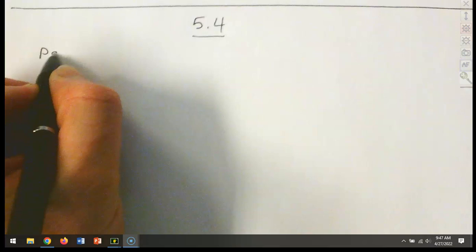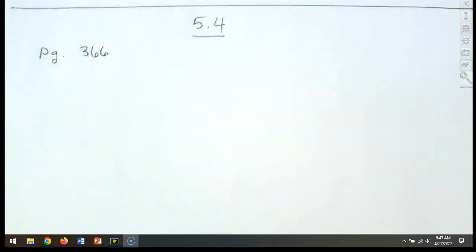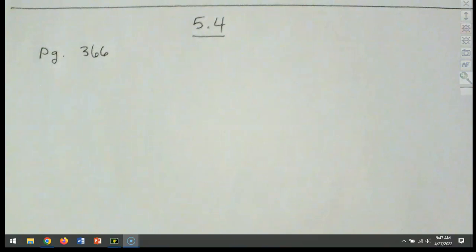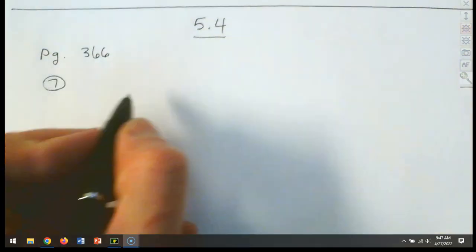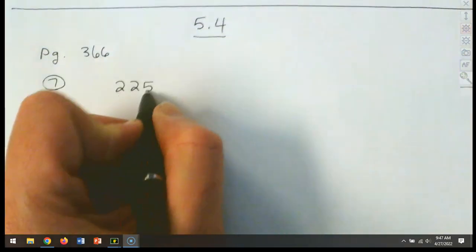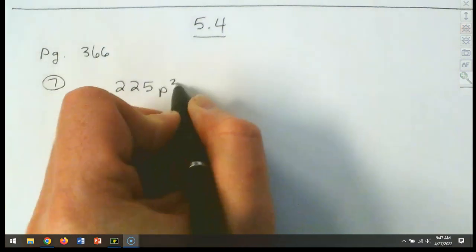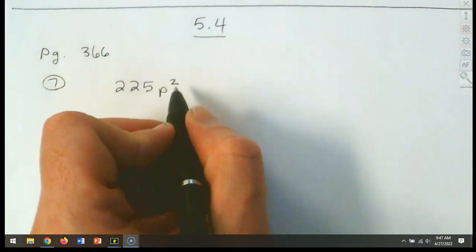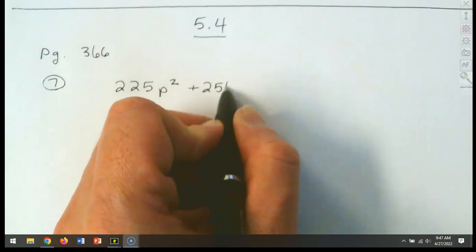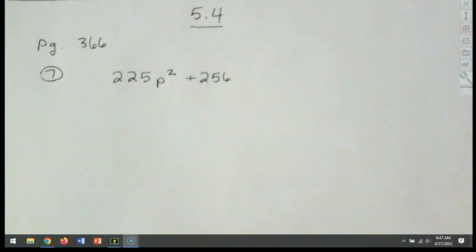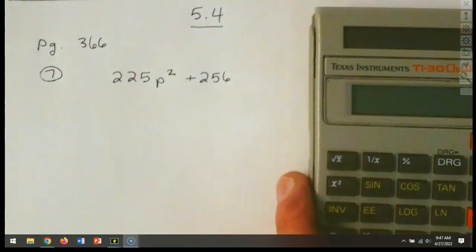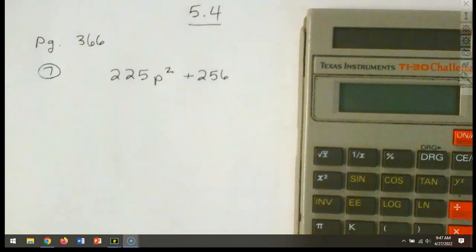I'm going to start on page 366. And let's see if we can remember how to factor question 7. Okay. And this is an example of something that's prime. Okay, where do I begin?